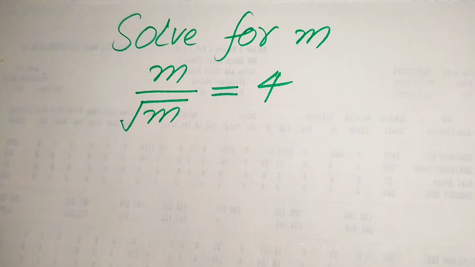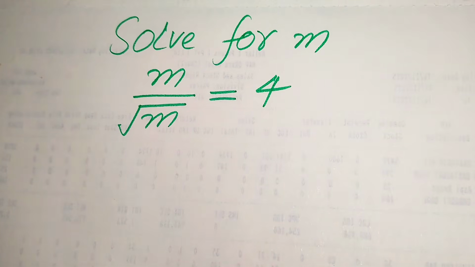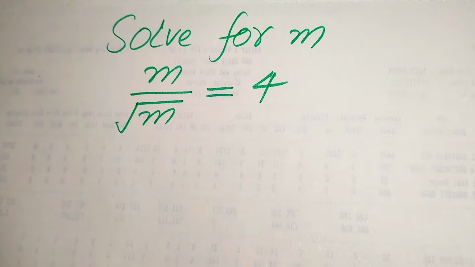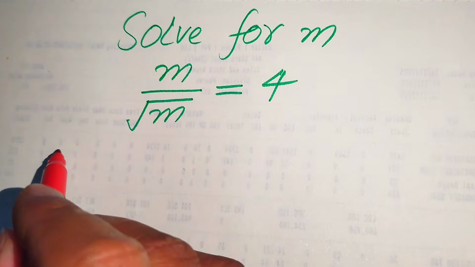So here we have m divided by square root of m is equal to 4, and we solve this problem for all the values of m. First we need to find all the roots of this equation, and at the last we will verify which of the roots are solutions and which of the roots are extraneous roots. Further, we solve this problem by two methods.